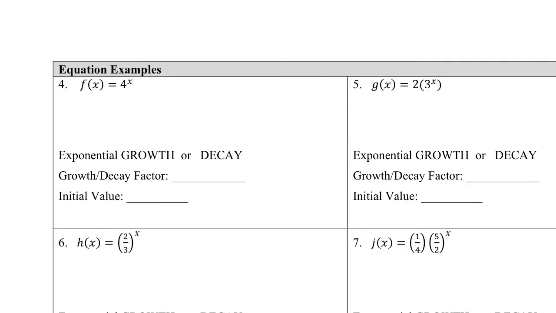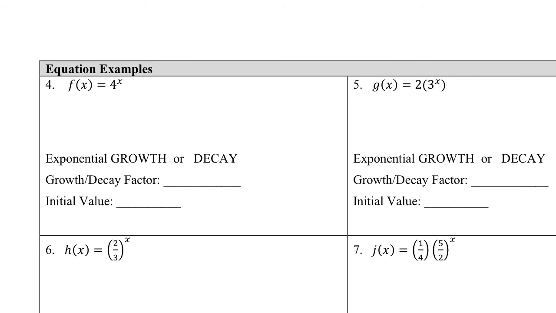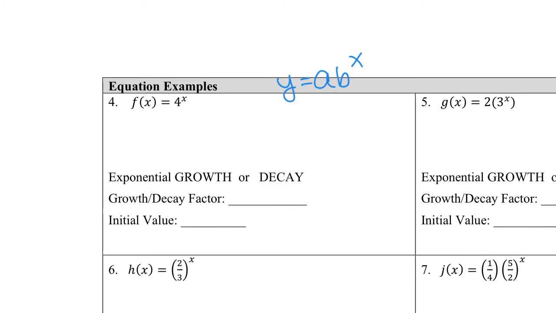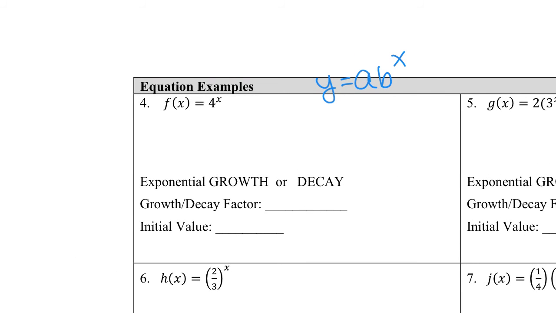Now let's look at some equations. So the general equation, I'll write it here for you, is y equals a times b to the x. The a is the initial value, the b is the growth or decay factor, that number that's attached to the exponent. So if we look at number 4, first it asks us, is this exponential growth or decay? So we need to look at our equation. To figure out growth or decay, you look for that b value, so whatever's attached to the x. Well, that's b. Since 4 is greater than 1, that means it is a growth.